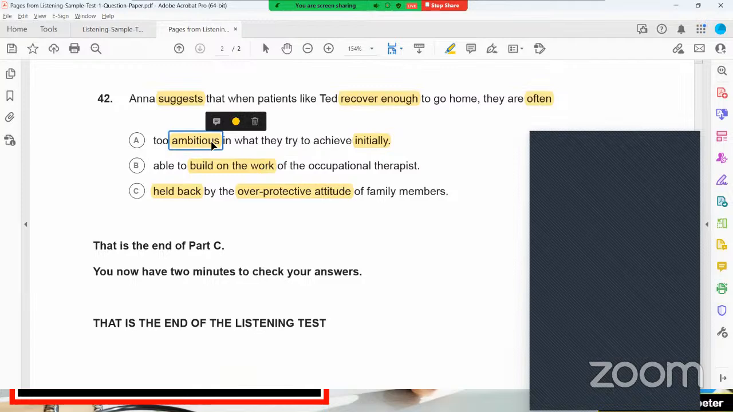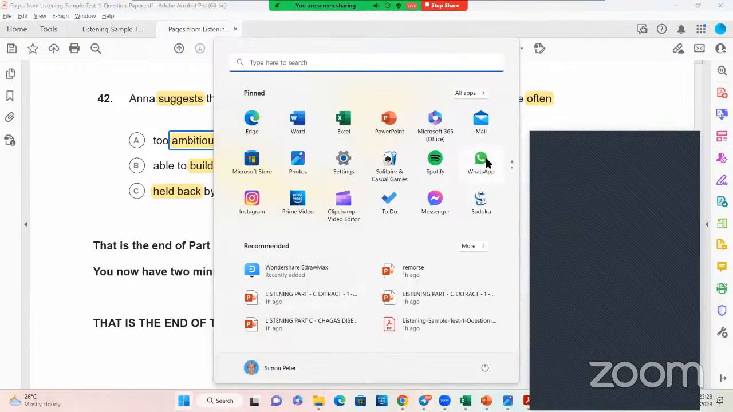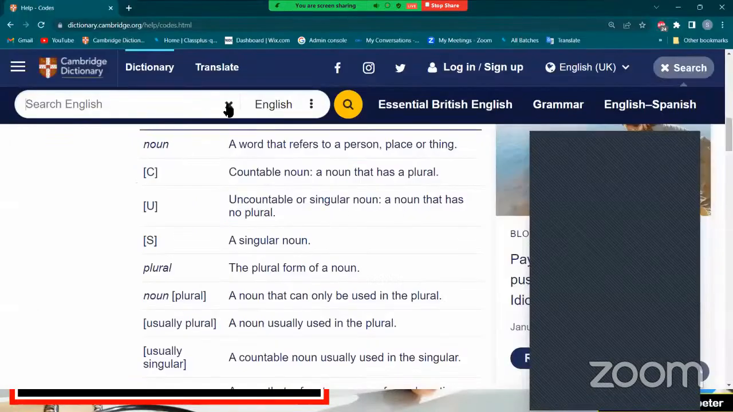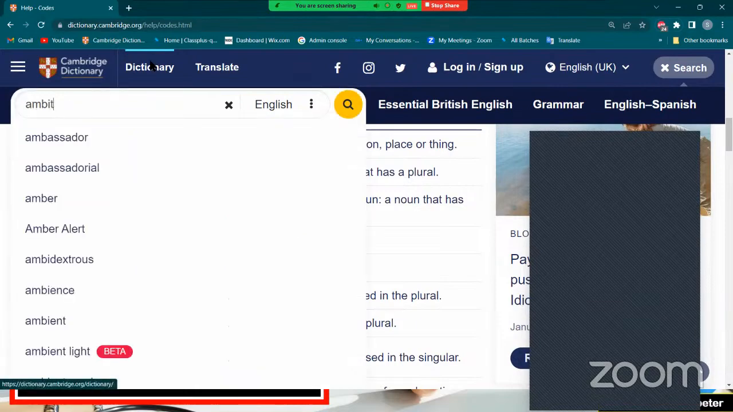Too ambitious means unrealistic. Ambitious is very ambitious. That means he wants to fly in the sky. How? It's impossible. He has no wings, but still he wants to fly. That is ambitious. Ambitious is for unrealistic things. Ambitious means more than what is possible.